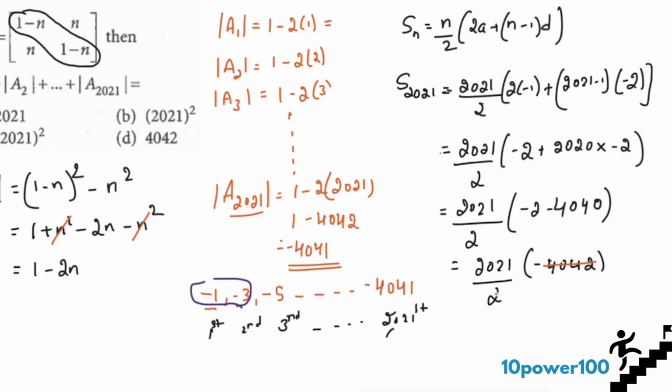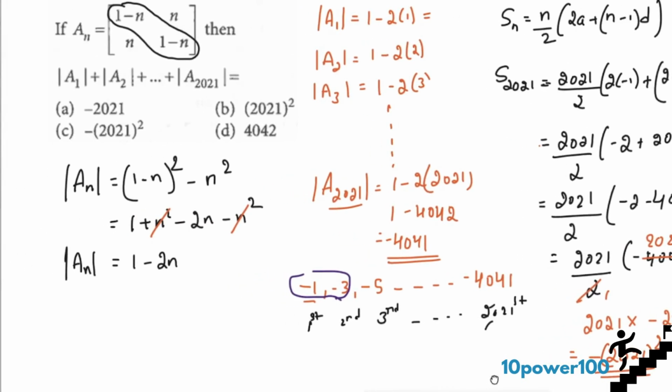We get 2 ones are 2, and 2 twos are 4, 2 zeros are 0, 2 twos are 4 and 2 ones are 2. Once again, we got 2021 into minus 2021. So what we can write here is minus of 2021 the whole square. Do we have this option? Yes, option C. Yes, option C is the right answer, children.